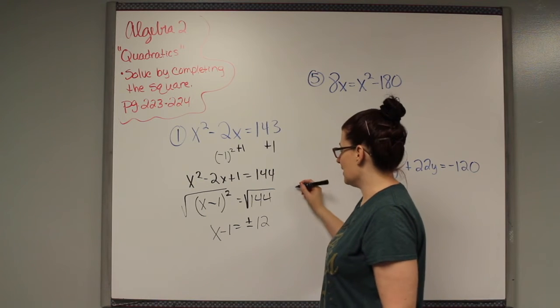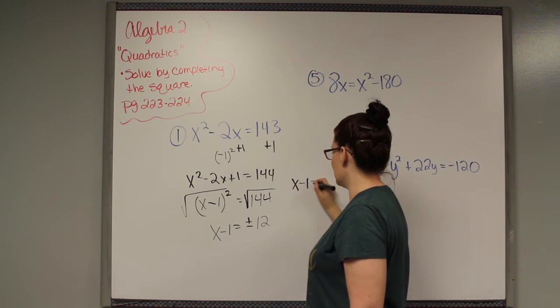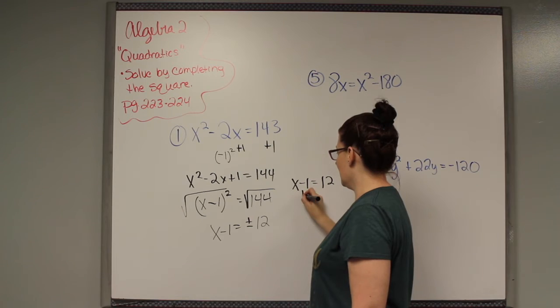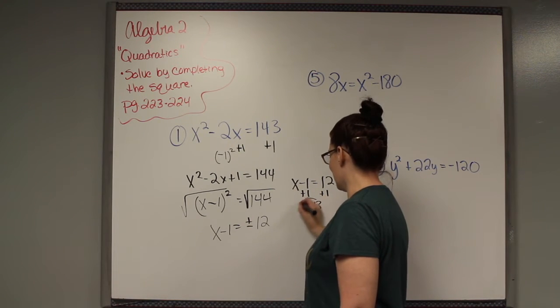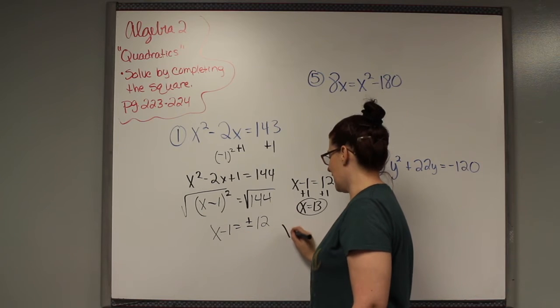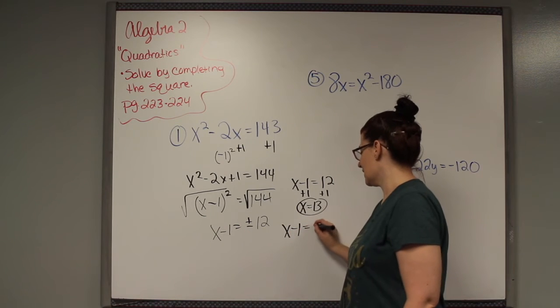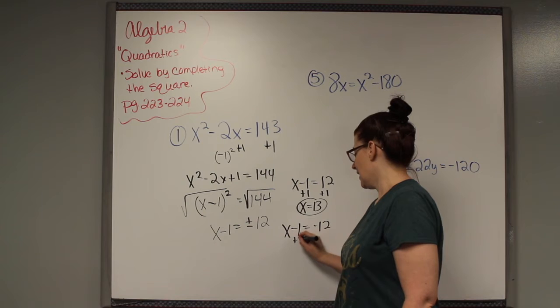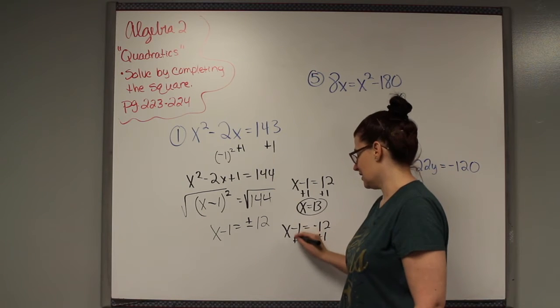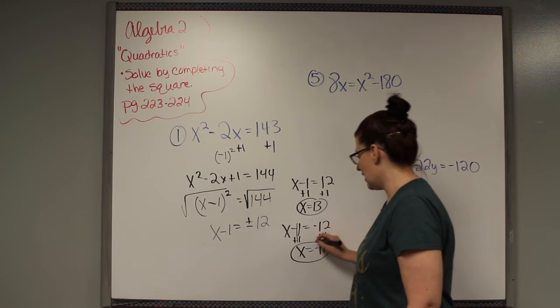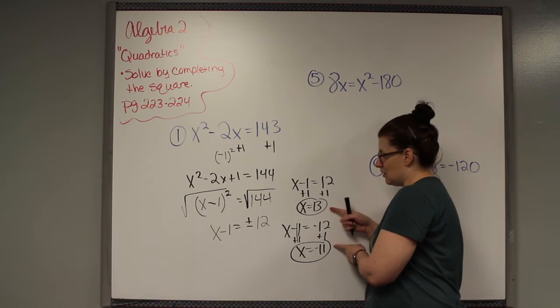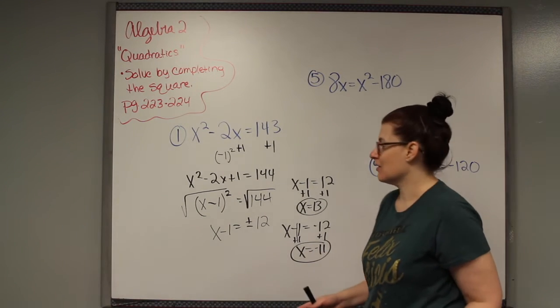So when I do that, I'll say x minus 1 equals +12. I will move this 1 over, and x equals 13. That's one answer. Then I'll say x minus 1 equals -12. I add my 1, because that's a negative. I get x equals -11. That is my other answer. So there's the two answers, and that's it, okay?